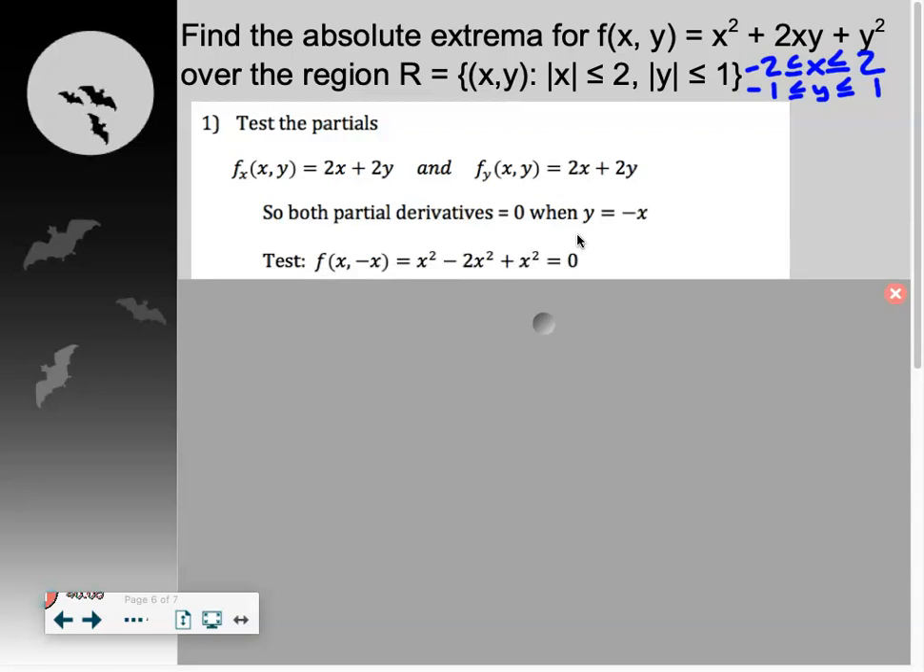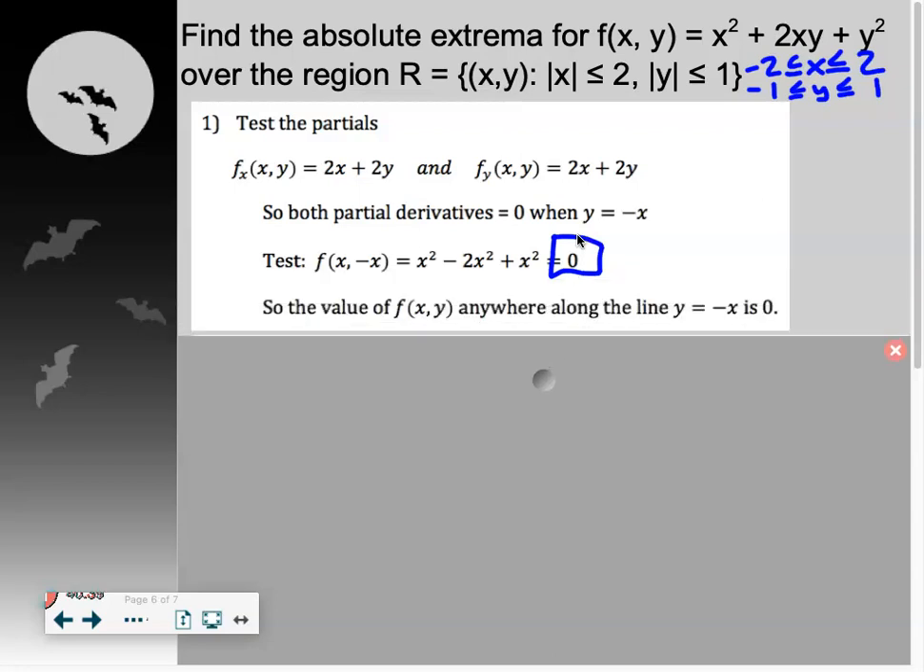So every single point on that line is a critical point, which means if you plug that relation into your original function, something interesting happens. I replaced my y in f(x,y) with a -x and found f(x,-x), which ends up being 0. So the z value for every single point along this line is 0. We don't know if it's a max or min, but it's something. Next, we have to test our boundaries, right?